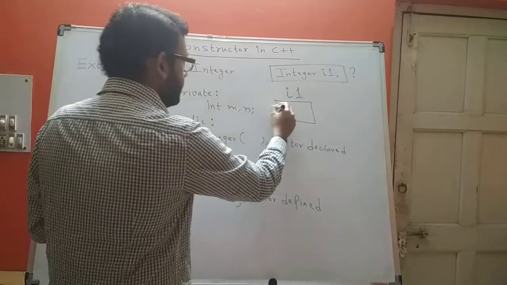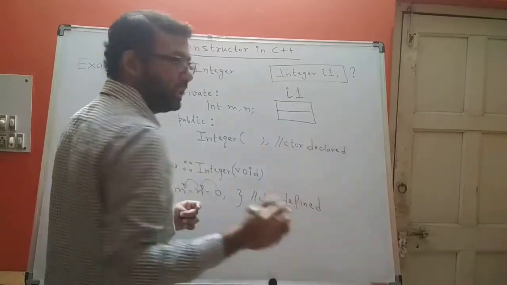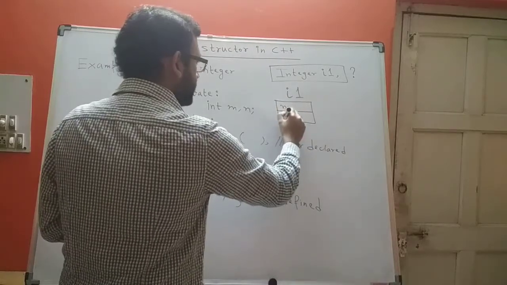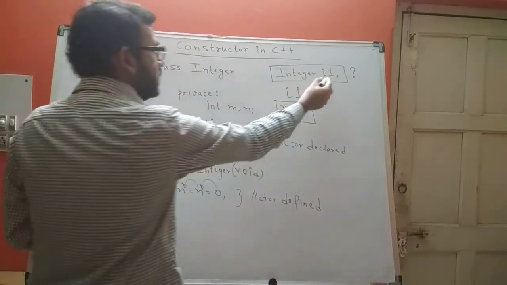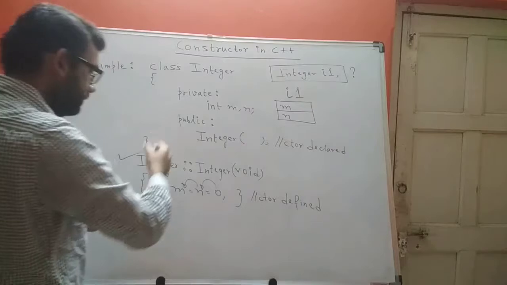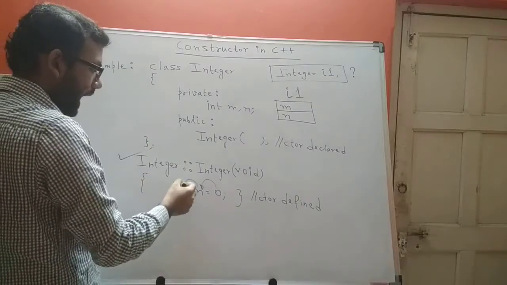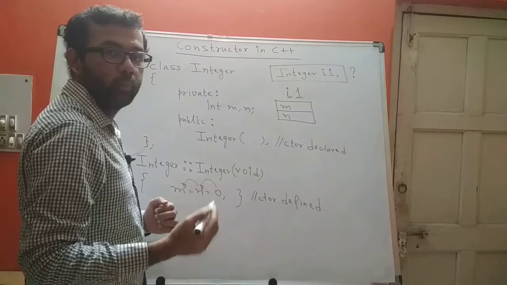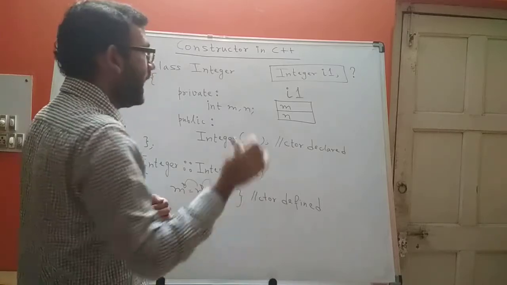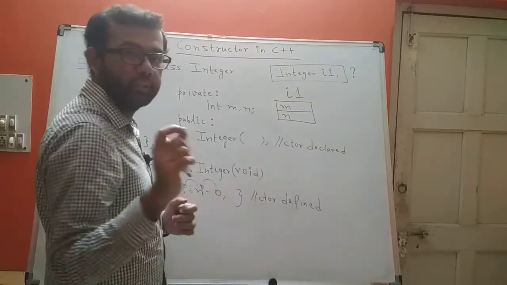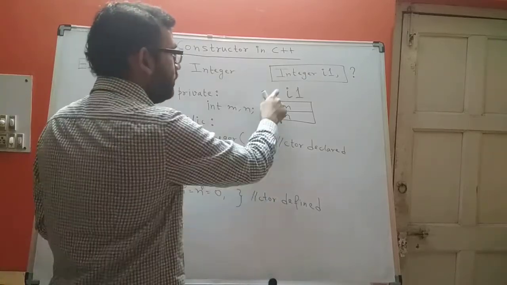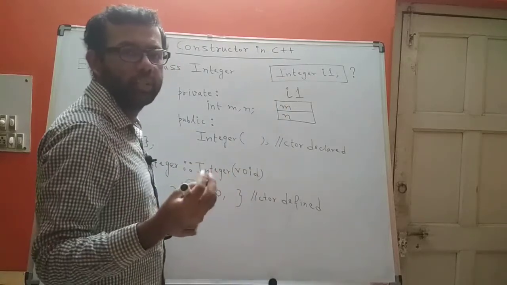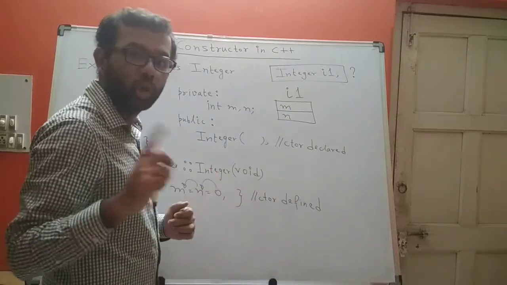So, I'll have memory equivalent to the size of two integers. One is for m and the other is for n. Now, because this statement will automatically invoke the constructor, what will happen? m and n both will get the value 0. Now, which m and which n am I talking about? I am talking about the copies of m and n of the object I1. See, every time I create an object, every object will have its own copy of the data members.